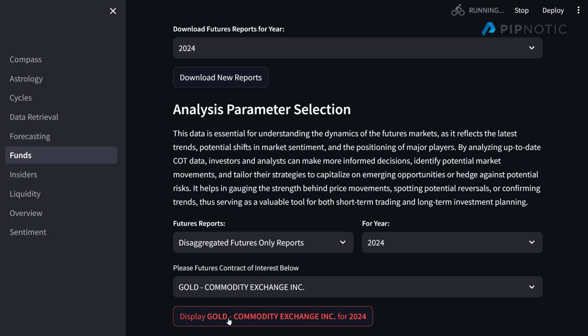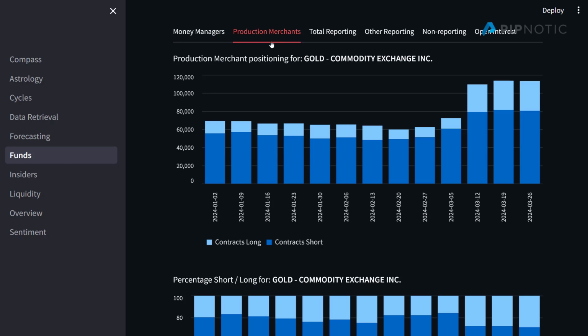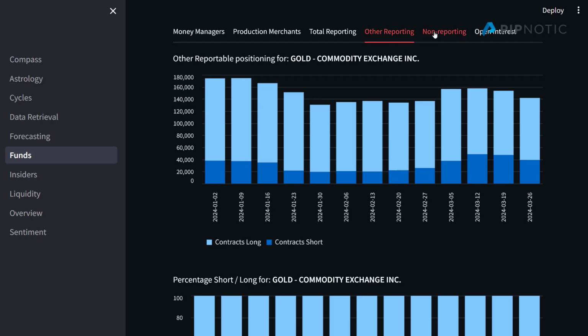Then we'll display the gold reports, and it looks like this. Here you can see a bunch of different categories. These are the people who are submitting reports to the CFTC because they have to. They're divided into different categories. We have money managers, which are people who are speculating. We have production merchants, and production merchants are not speculating. They are hedging their risk, typically in relation to some kind of commodity that they are dependent on buying in order to produce something. Then you have total reporting, other reporting, and non-reporting.